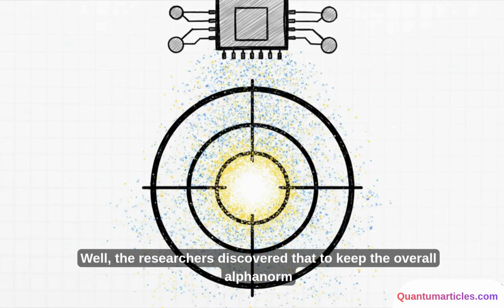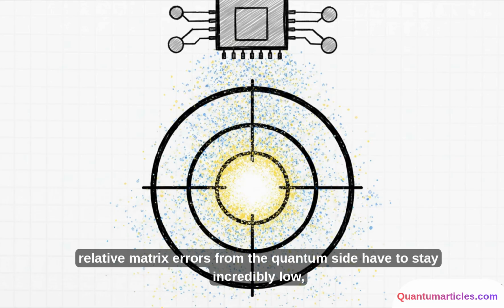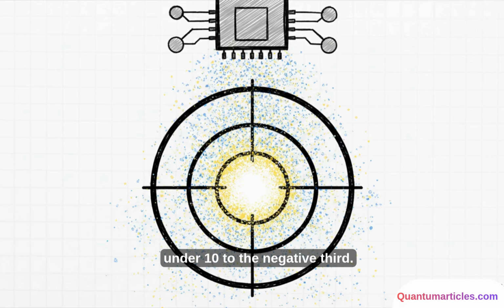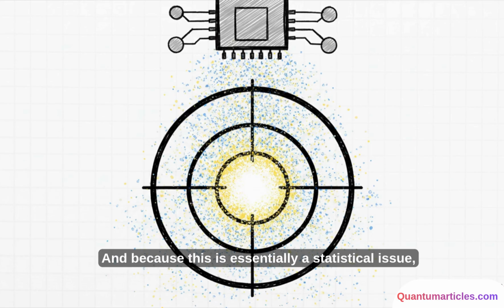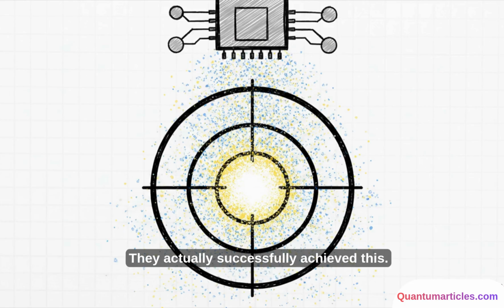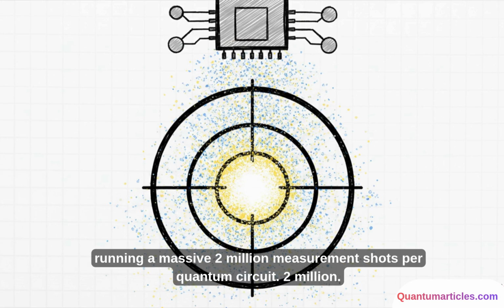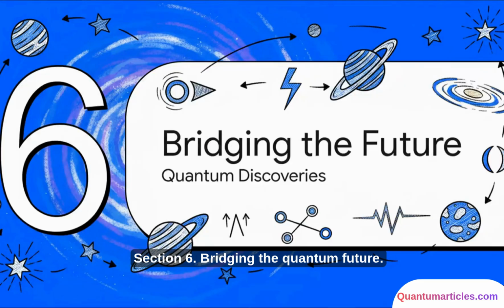So what's the fix? Well, the researchers discovered that to keep the overall alpha norm error below just 1%, those relative matrix errors from the quantum side have to stay incredibly low, under 10 to the negative third. And because this is essentially a statistical issue, the solution they found is beautifully brute force. Just run more simulations. They actually successfully achieved this level of accuracy in their QuickForge simulator by running a massive 2 million measurement shots per quantum circuit. 2 million.